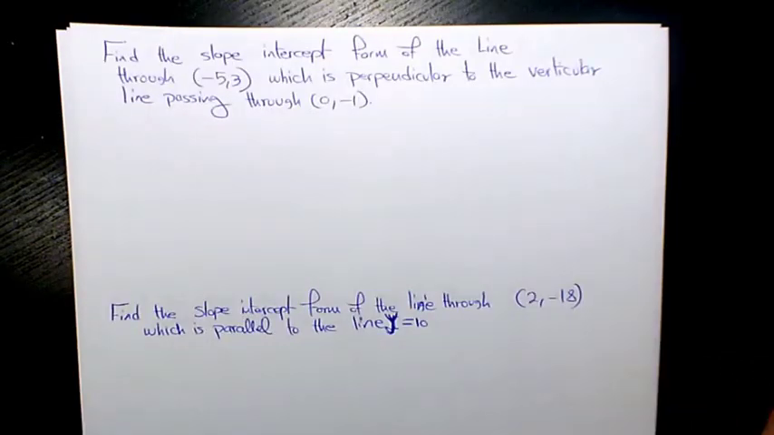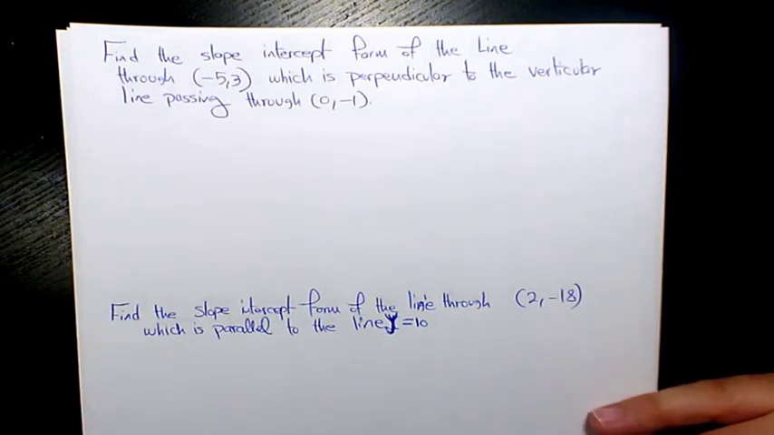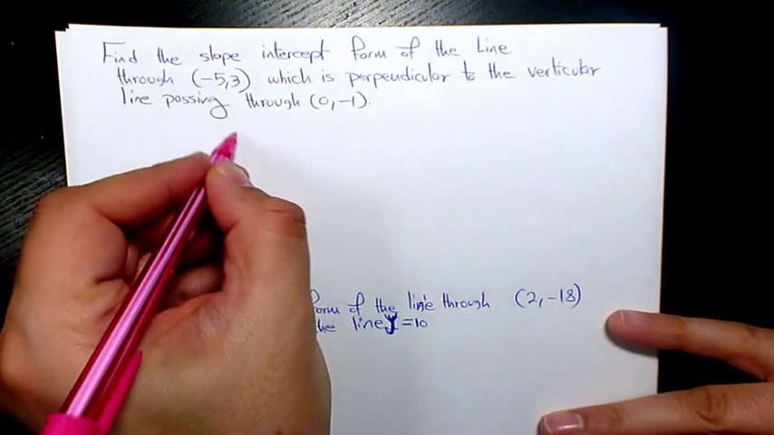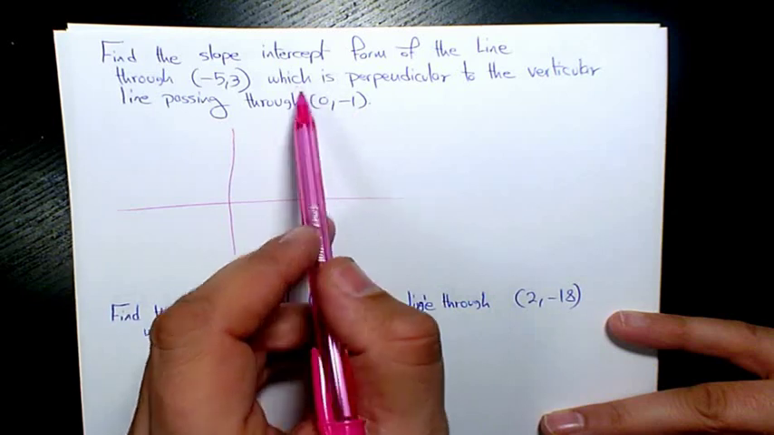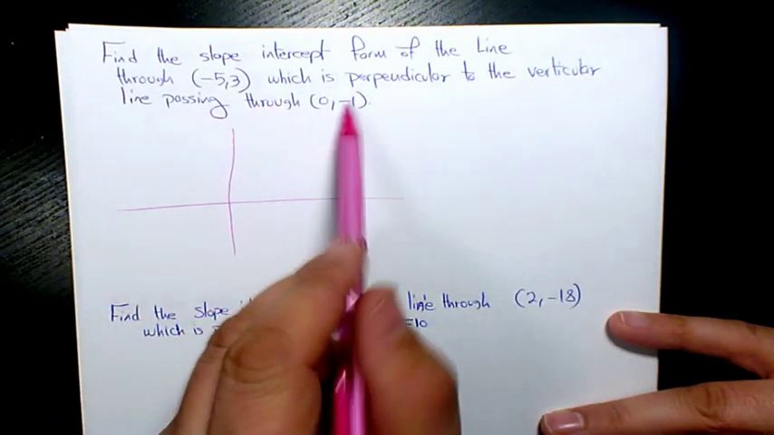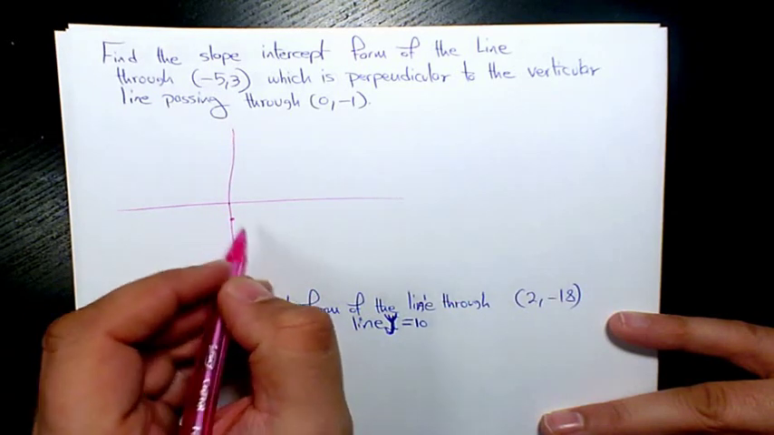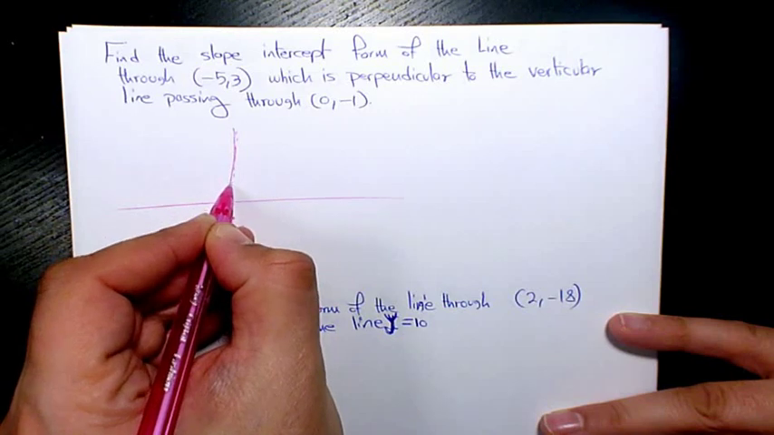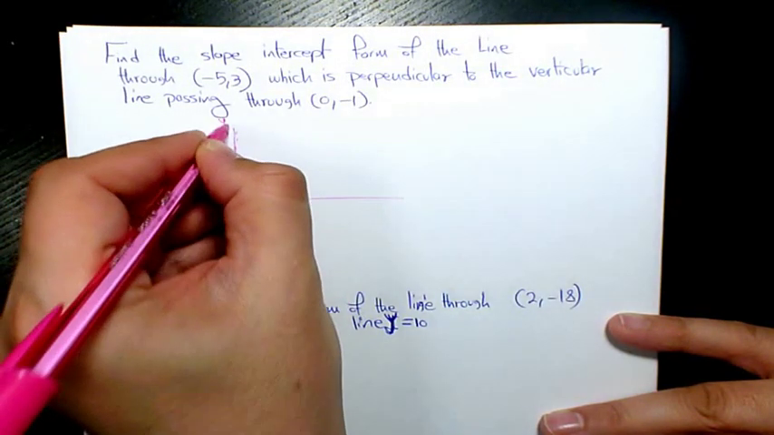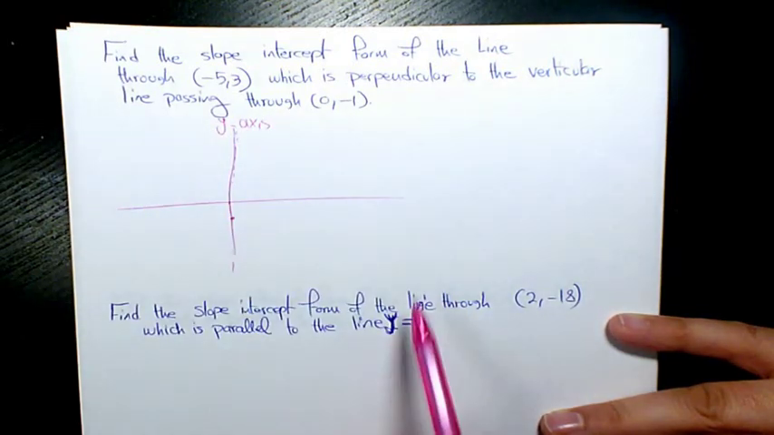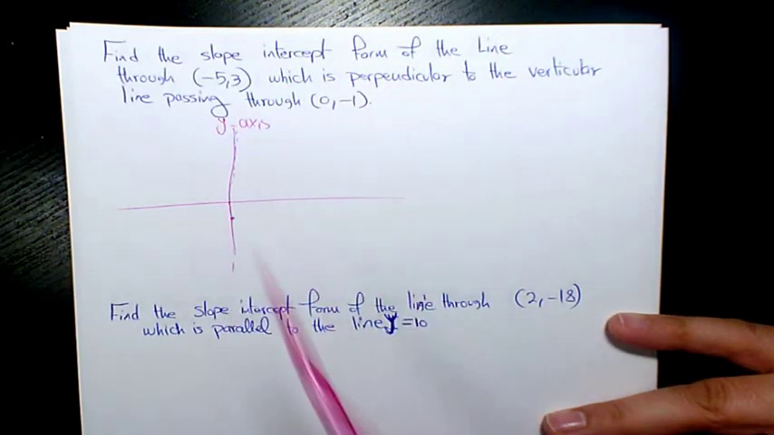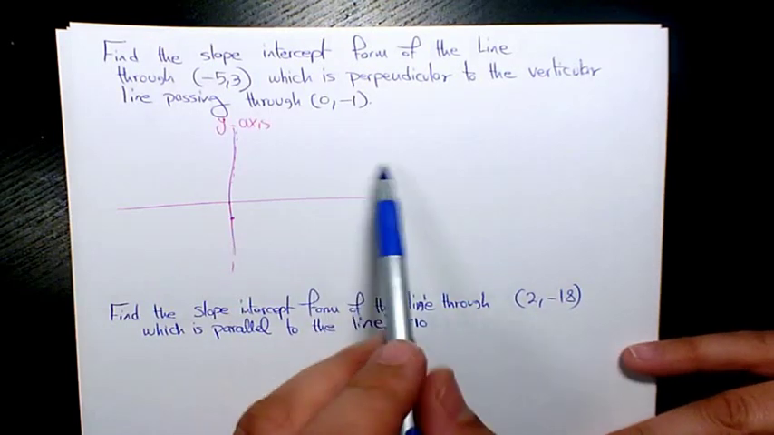Now in this question, find the slope-intercept form of the line passing through the points negative 5 and 3, which is perpendicular to the vertical line passing through the points 0 and negative 1. It says perpendicular to the vertical line passing through this point. This point is 0 and negative 1. The vertical line passing through this point is going to be just the y-axis. Any line perpendicular to the y-axis means that we are dealing with a horizontal line.